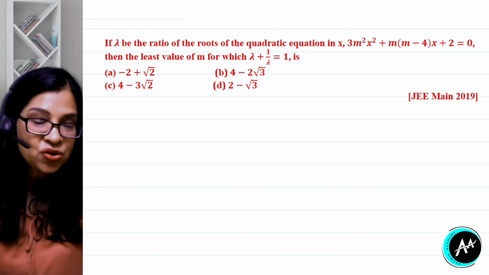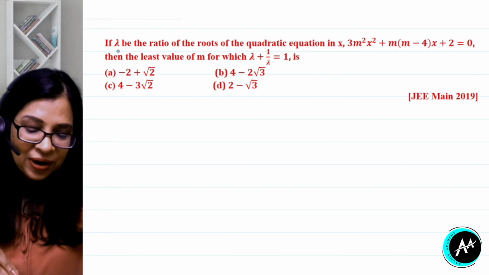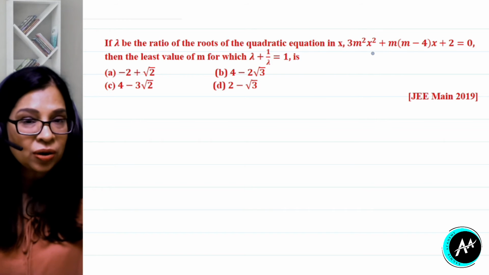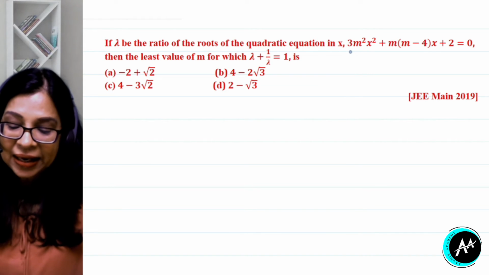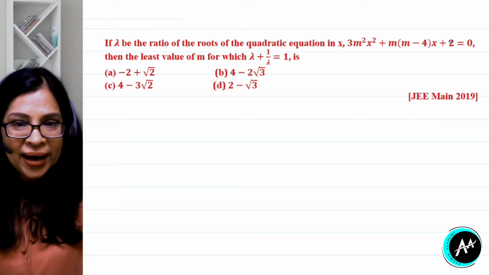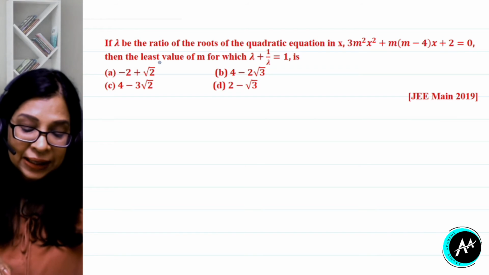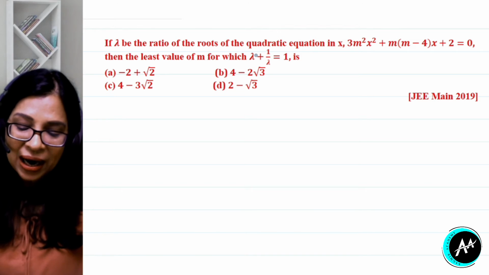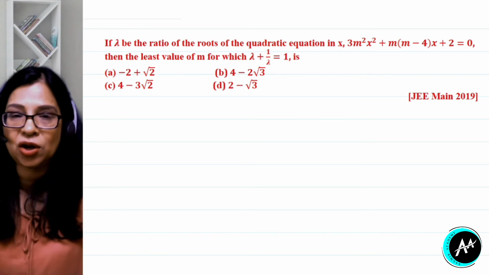So please look at this question on your screen. If lambda be the ratio of roots of this quadratic equation, 3m square x square plus m into m minus 4 into x plus 2 equal to 0, then we have to find least value of m for which lambda plus 1 by lambda is equal to 1.